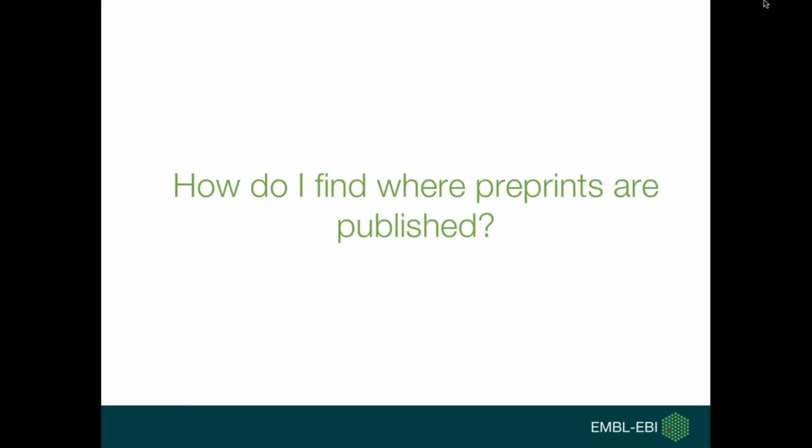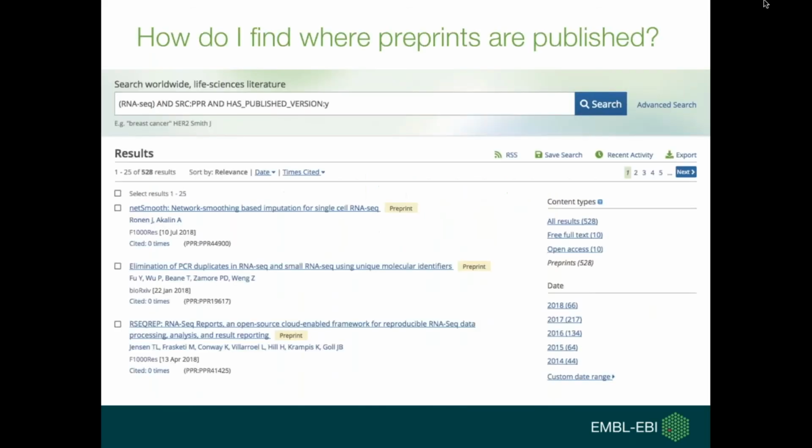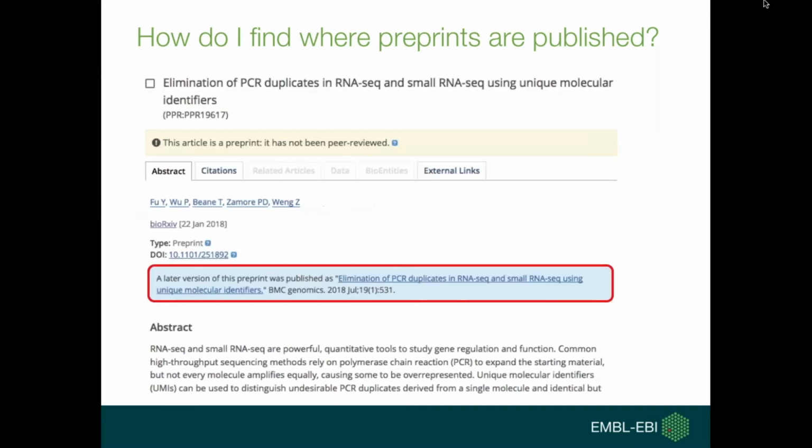So regarding the first question, how do you find where preprints are published? Well, in Europe PMC, it's possible to search for preprints that have a published version. And to do so, you type has published version, yes. You can see it in the search bar above. You can combine that, of course, with a keyword search, and that will bring you preprints that have a published version. And this will be duplicated in the preprint abstract page. So here you can see that there is a disclaimer that says that a later version of this preprint was published in BMC Genomics, and you will have a link to the publication.